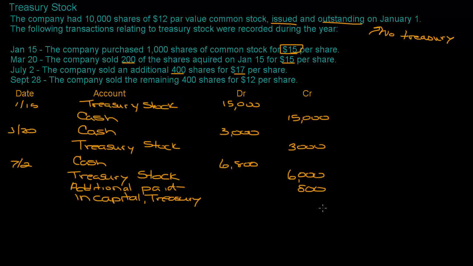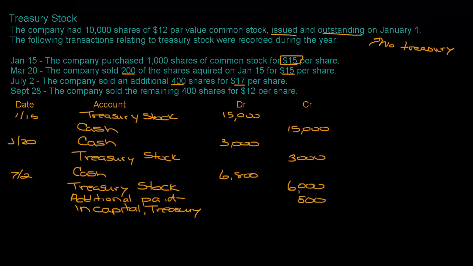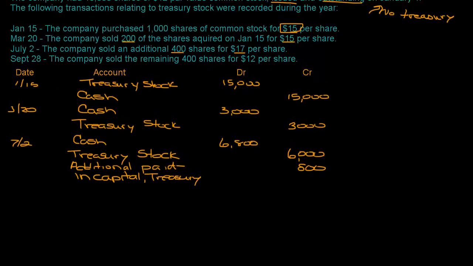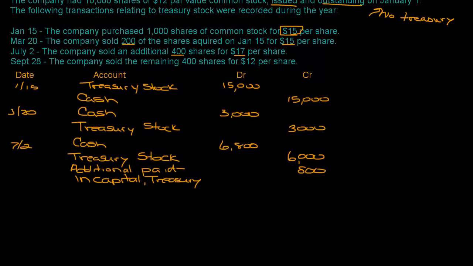Okay, so now we've got one more left to do, so I'm just going to scroll the screen down a bit so we have enough space. The last entry is on September 28th, so I've got 9/28. The company sold the remaining 400 shares for $12 per share. So we're now selling the shares for less than we originally paid for them. Let's take a look at this one.